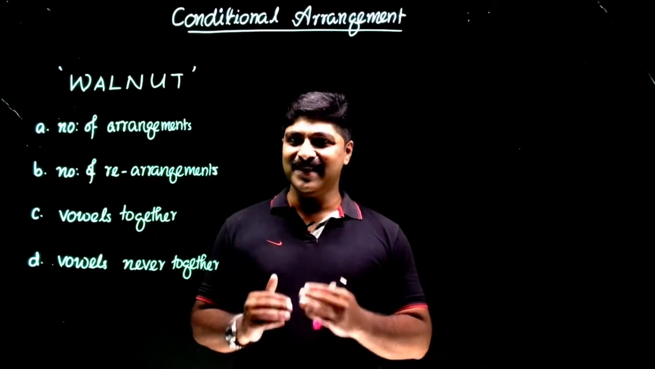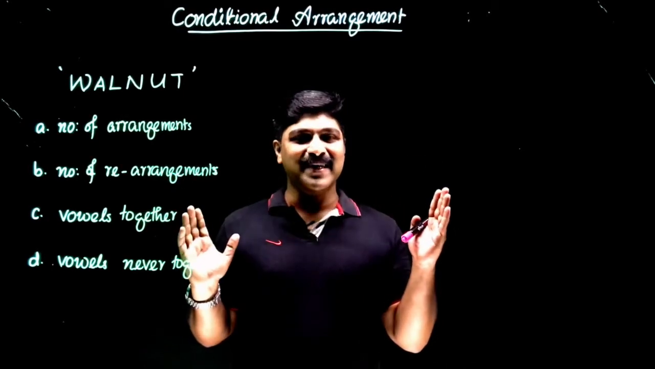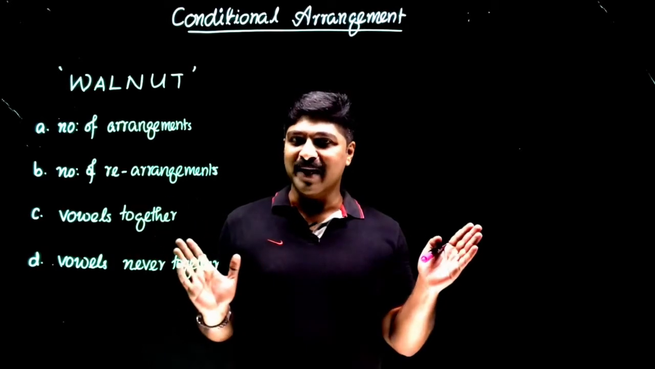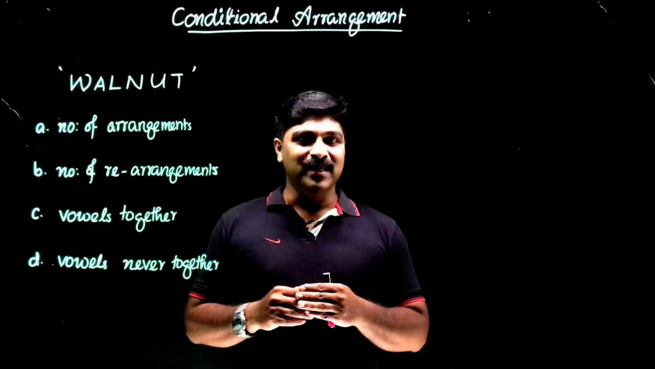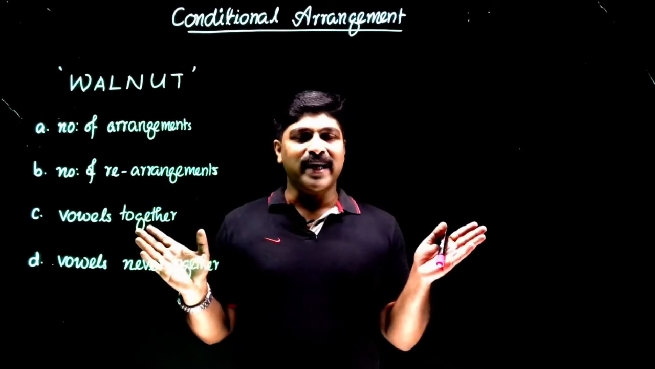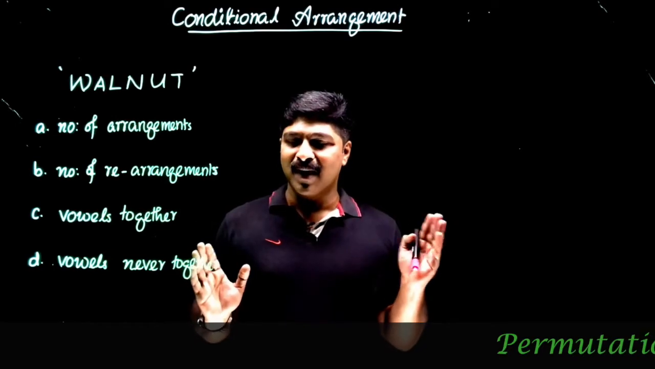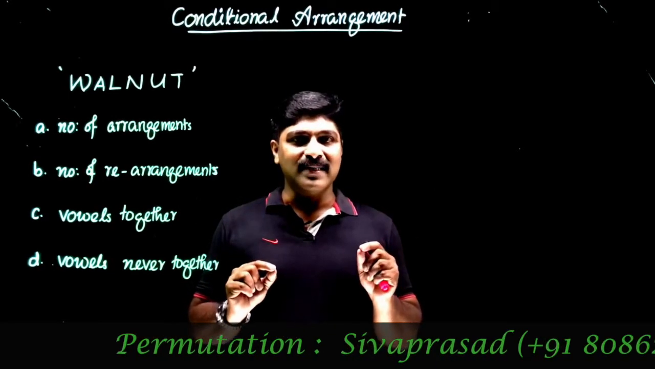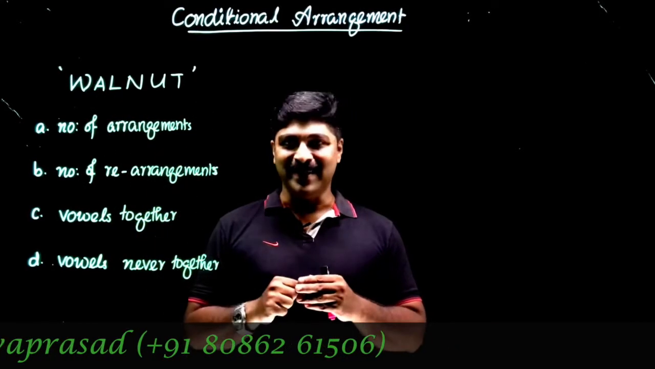Today, in this session, we are going to discuss a very interesting concept from the topic permutation and combination. So this is conditional arrangement. Most frequently, you will get this kind of question in your aptitude exams. The question is very simple: how many different ways can we arrange the letters from the word WALNUT?